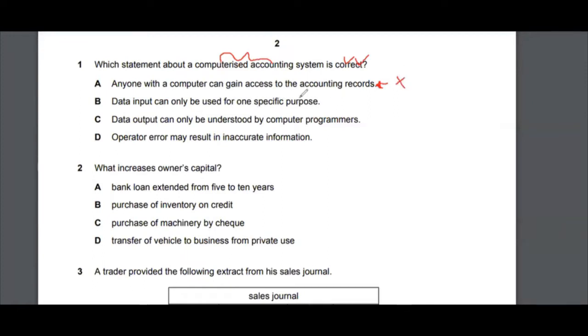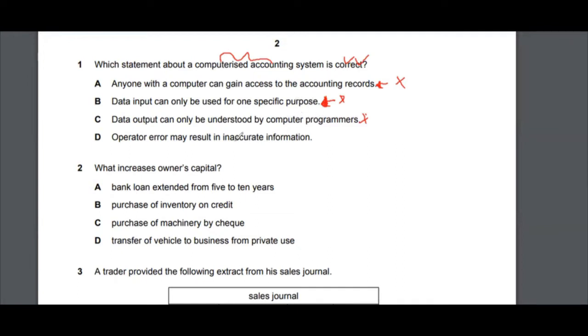So option B, data input can only be used for one specific purpose. Now that's again not necessarily true. Numbers actually flow to several statements, right? Like for example, depreciation expense will flow onto the balance sheet in the form of accumulated depreciation, right? So that's actually not true. Data output can only be understood by computer programmers. No, this is again not true because we are not actually programming anything. It's just accounting numbers. Data output is going to be financial statements, and financial statements would be understood by accountants, not by computer programmers, at least as far as my understanding goes, right? So option C is also incorrect.